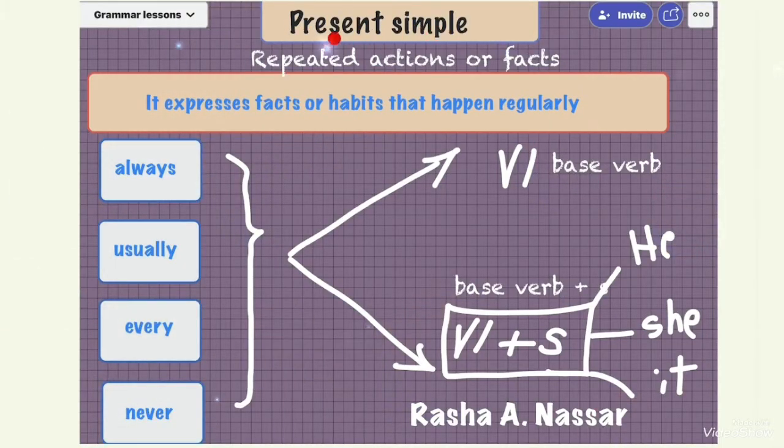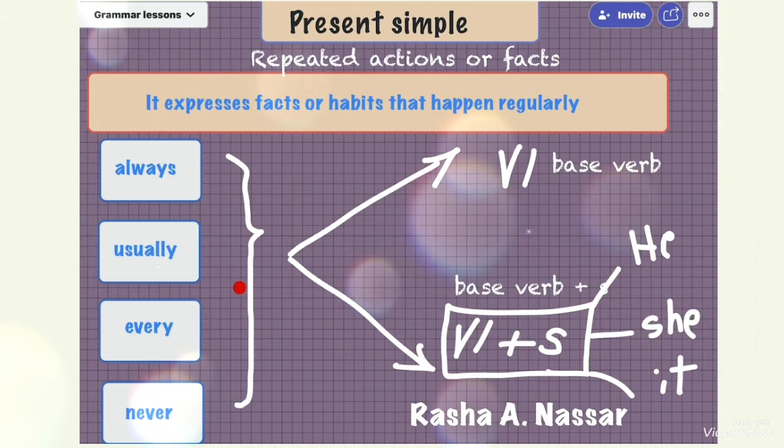What do we mean by present simple? It means that when we are talking about facts or habits that happen regularly, we will use the present simple. It means we are talking about repeated actions or facts, something that we are doing regularly, every day, every month, every week, every year, or daily. So, we are talking about present simple.